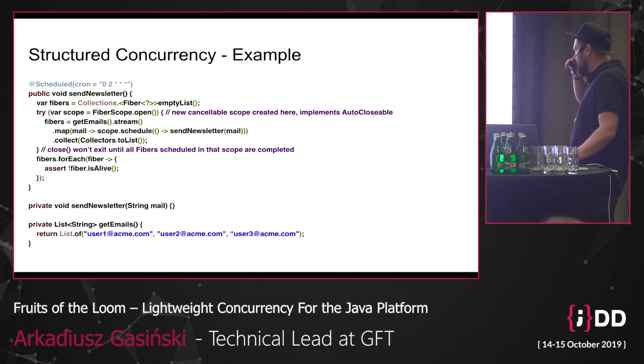And how is structured concurrency implemented in Project Loom? We already saw this. The main construct that allows us to achieve structured concurrency in Project Loom is the fiber scope, a container for threads. It implements the auto-closable interface, so we can use it in the try-with-resources statement, open a scope and schedule as many tasks as we want to be executed within that context. And we won't exit that scope until all the tasks that were scheduled in it are terminated.